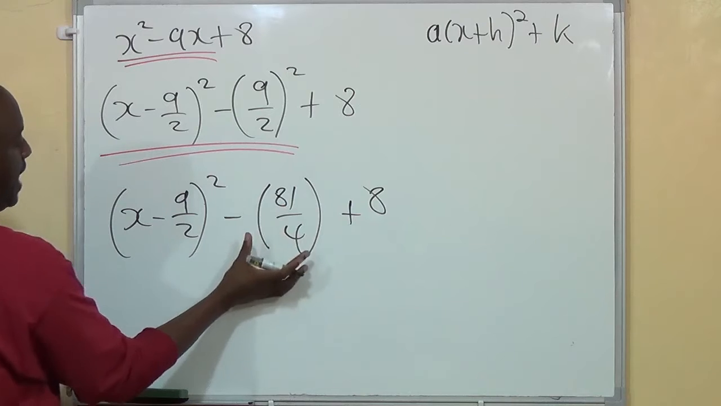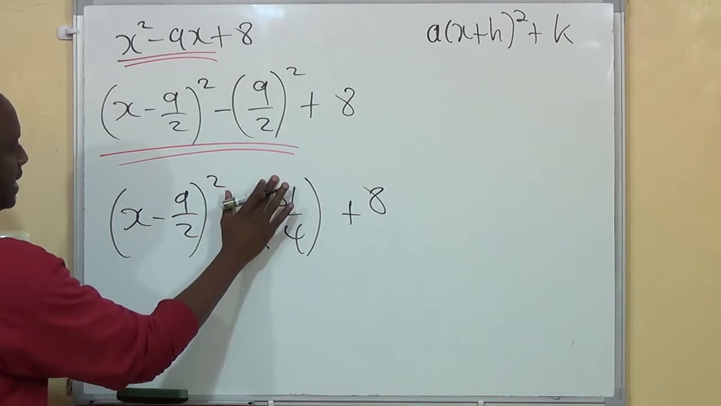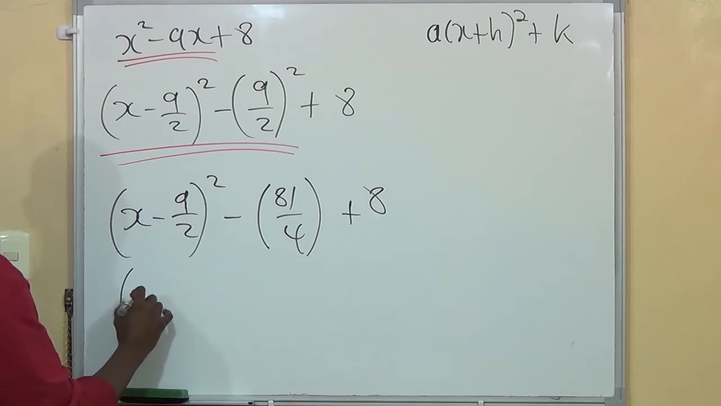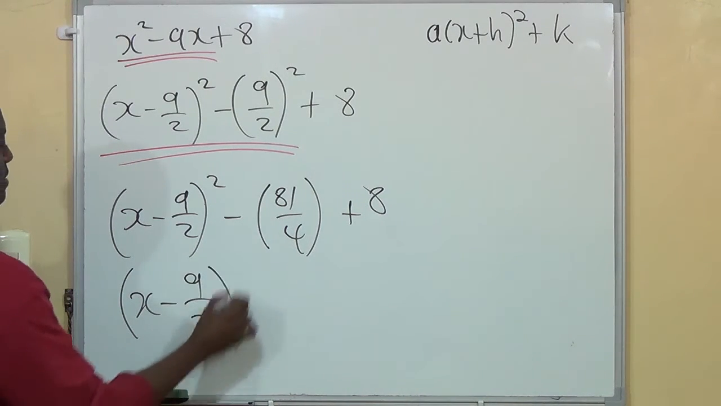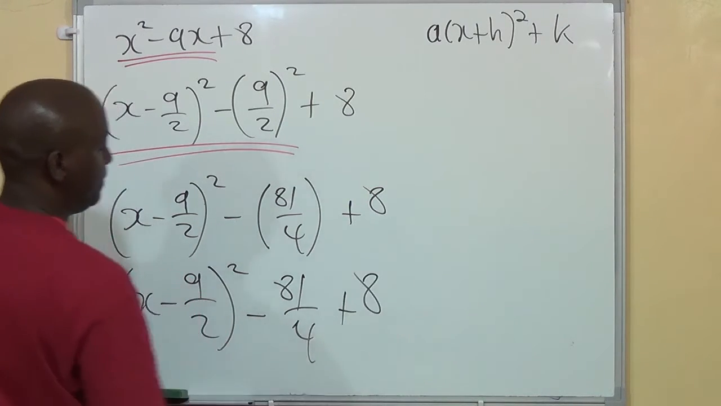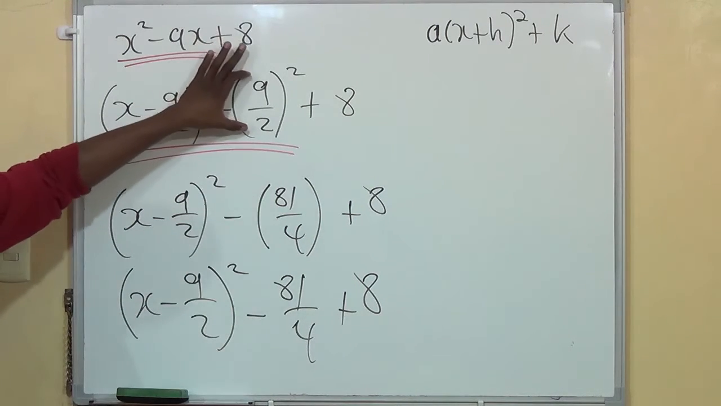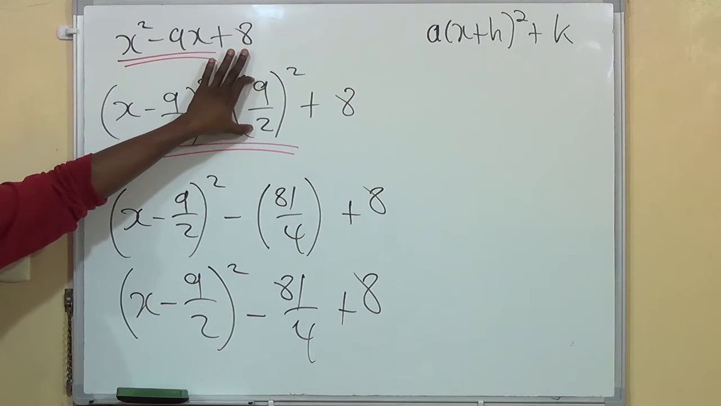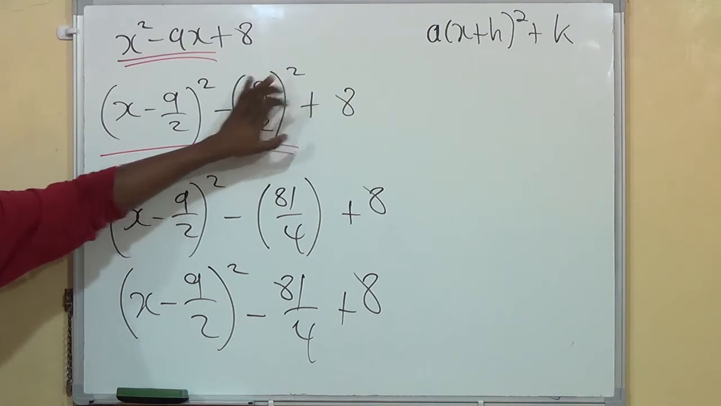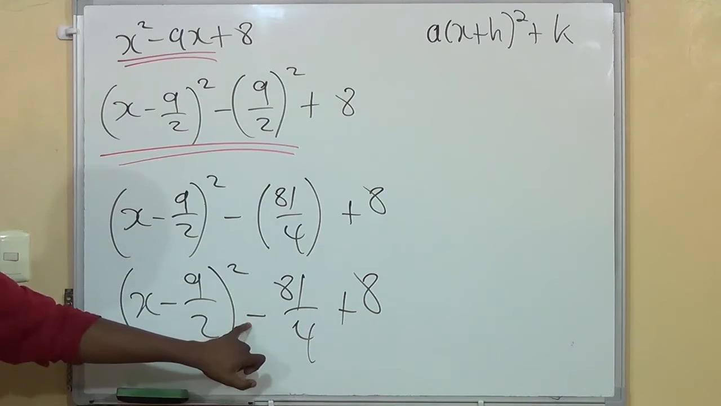Right? So having kept the 9 over 2 squared as a single entity, just for the sake of being extra careful here, I'm going to just leave it as minus 81 over 4 plus 8. Well, I'm going to switch this now. So the 9 over 2 in brackets remains by itself, and we square that first. We're not interfering with this minus sign at all. That minus sign is that minus sign is that minus sign, and it stays there.